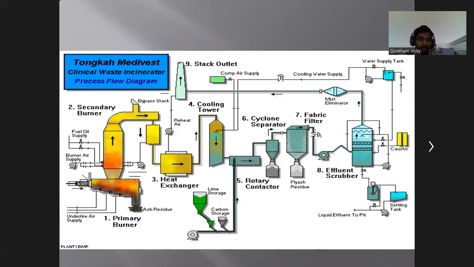The first one is the primary burner. In this primary burner, the under fire air supply should be used, and then ash residues. The second one is the secondary burners. So first the primary burners and then secondary burners.